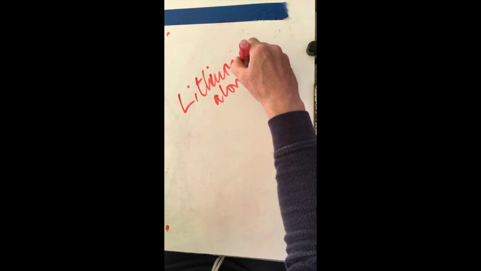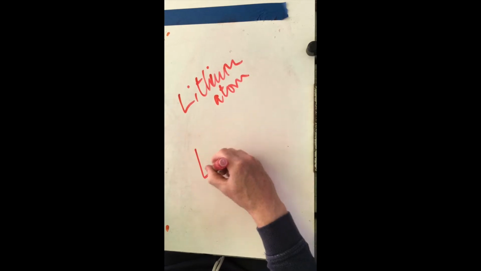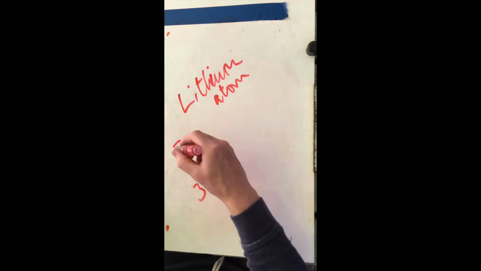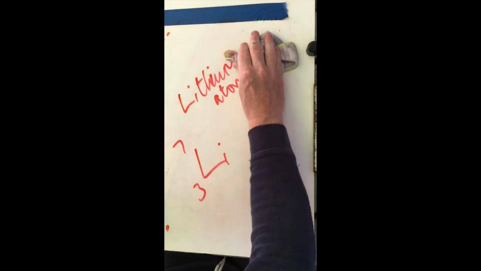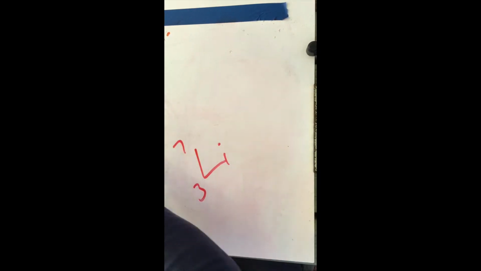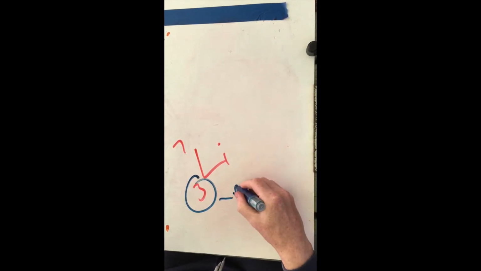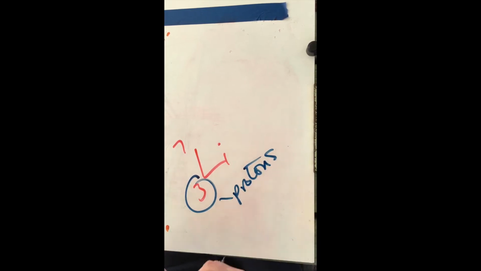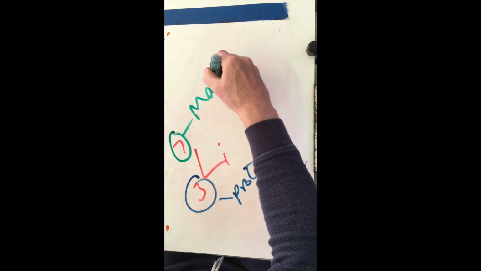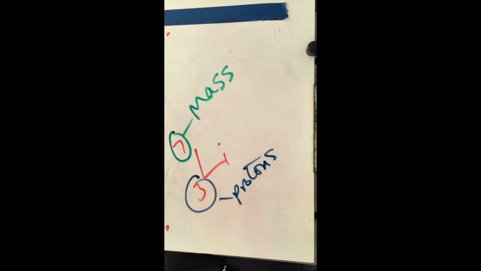So lithium as an atom is made up of protons, neutrons and electrons. You've got a proton number or atomic number of 3, you've got a mass of 7. Right, that's in the periodic table. So that's your proton number, that's how many protons you got. The 7 is the mass number.